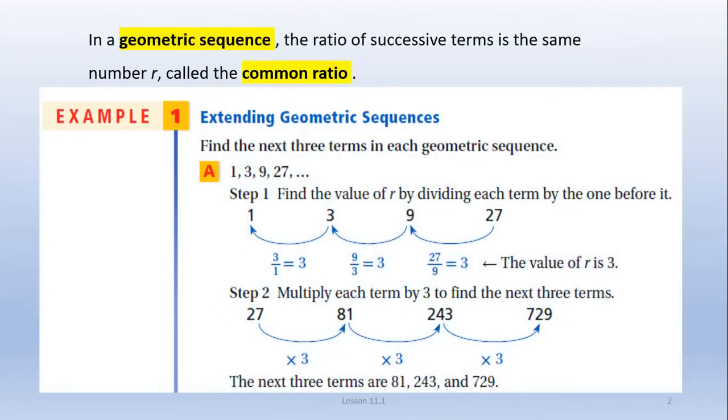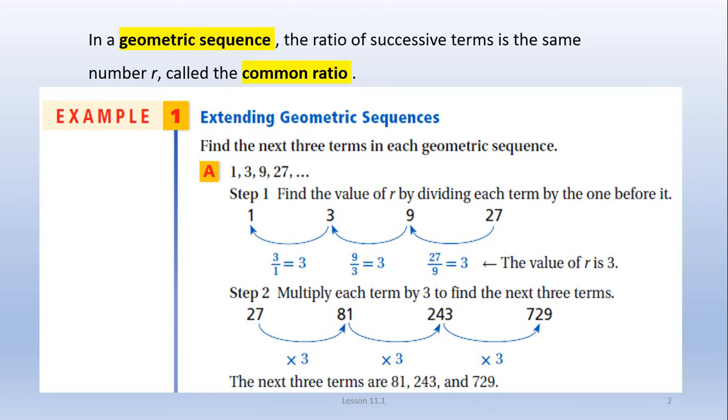In the first slide, we can see that a geometric sequence is a sequence where the ratio of successive terms is the same number r. This same number r is called the common ratio. What I mean is, look at this example. In example 1a, find the next three terms in each geometric sequence.